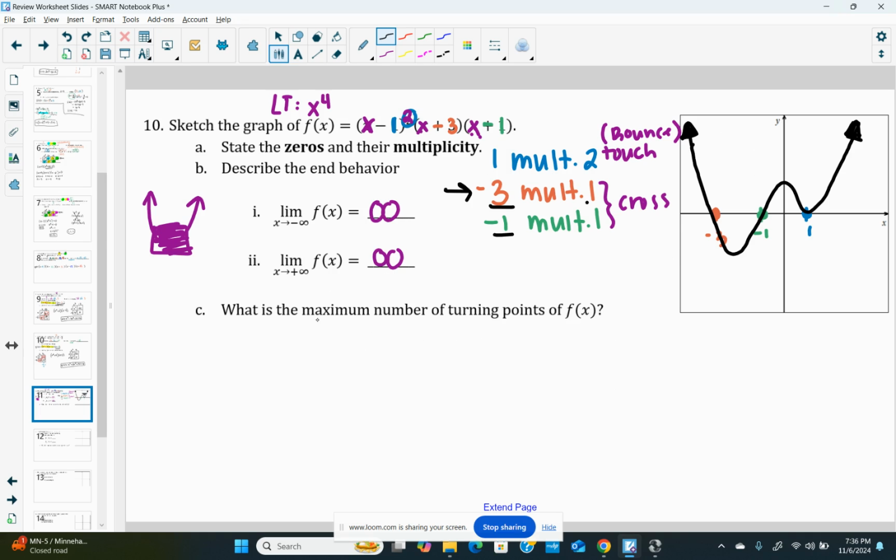And then what's the maximum number of turning points? And remember, you do the degree minus 1. So the degree here is 4, minus 1 equals 3 for the turning points.